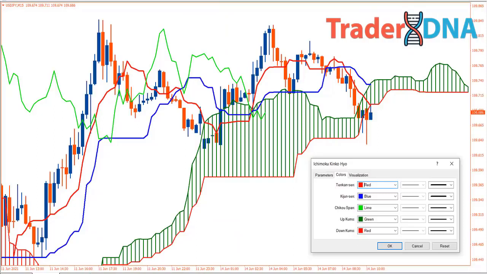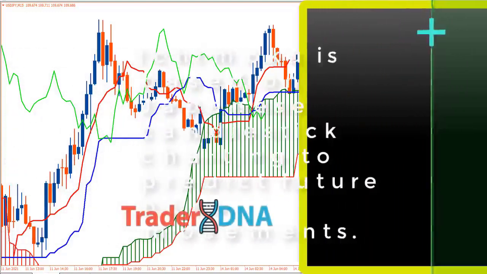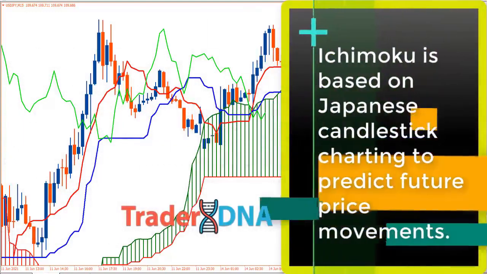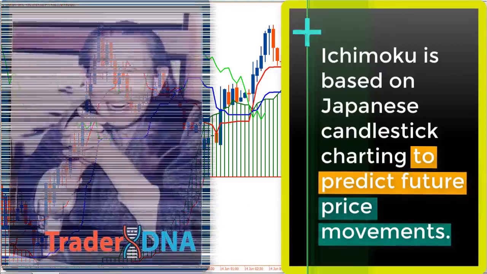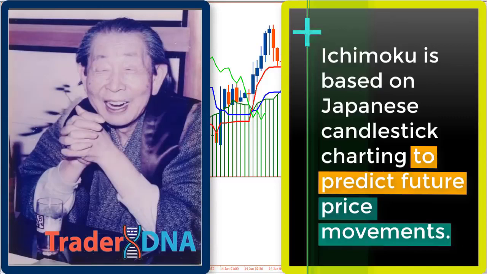Ichimoku Kinko Hyo is a type of technical indicator analysis method that is often simply called Ichimoku. It is based on Japanese candlestick charting to predict future price movements. Only in the 1960s did Ichimoku come to the attention of the public, when a Japanese journalist named Ichimoku Sanjin, also known as Goichi Hosoda, released it publicly after 3 decades perfecting it.